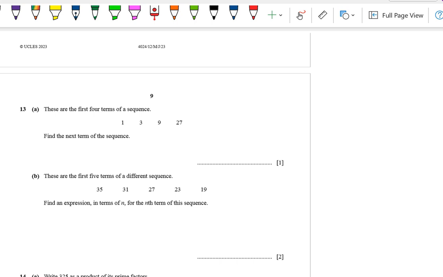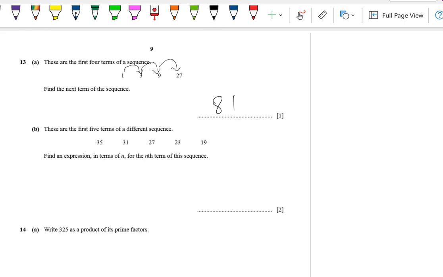You can see in this sequence the previous number is being multiplied. It's a geometric sequence. Your R over here is 3. So 27 times 3 would be 81. In this sequence, we are subtracting 4. So, and this is an arithmetic sequence.